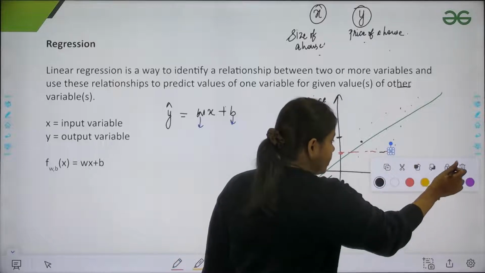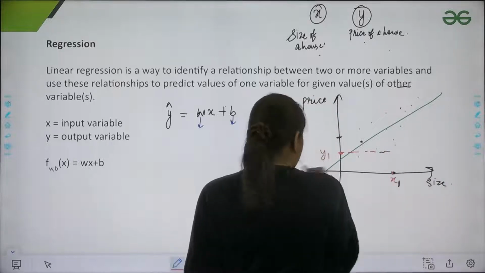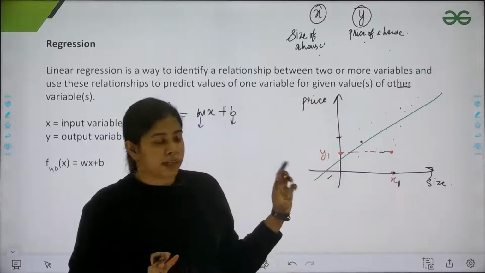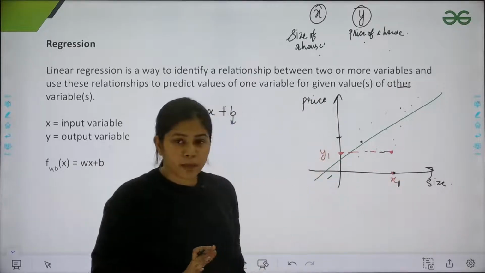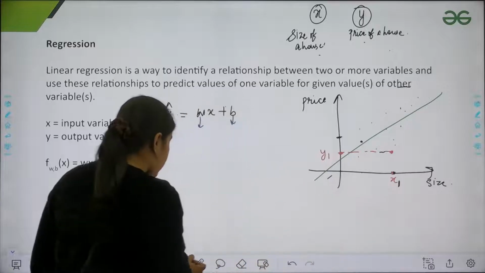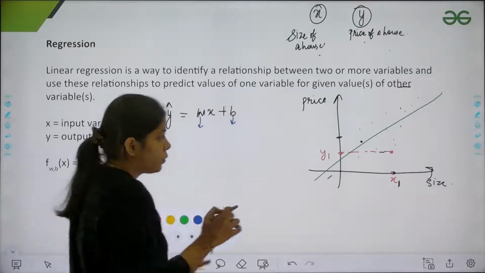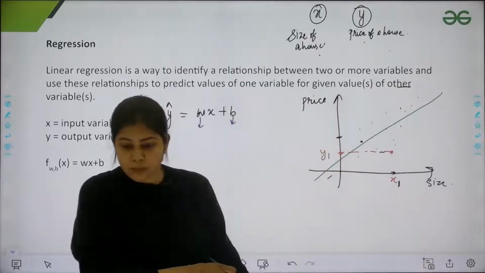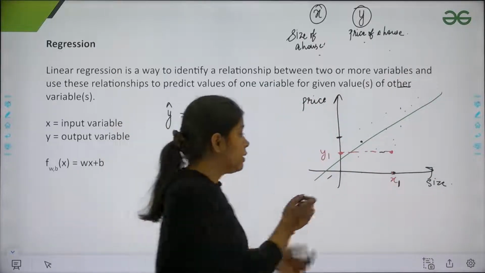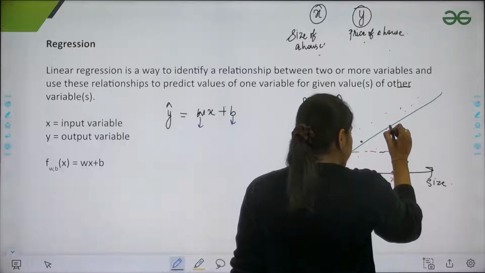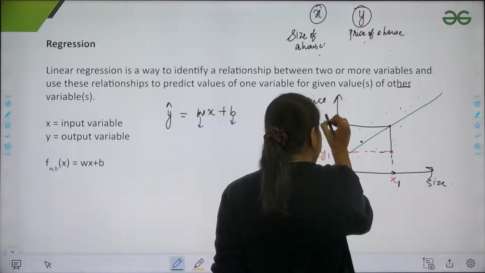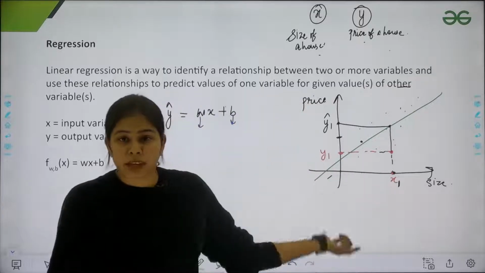So at this particular point, because we have this already in my data set, we are getting this y1 price. But if I go through the line, I'll check, this is why this is my best fit line. That means this line fits my data. So I'll check at this particular position, my price of a house would be this y1 cap. Y1 cap is the predicted value.